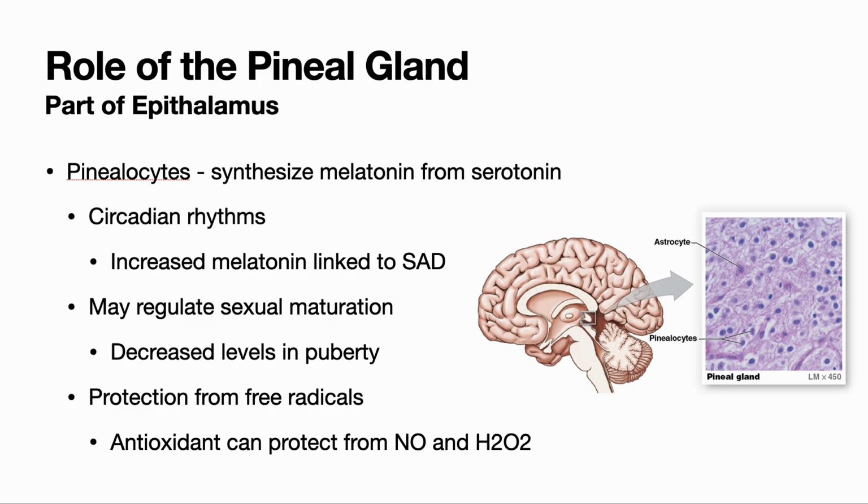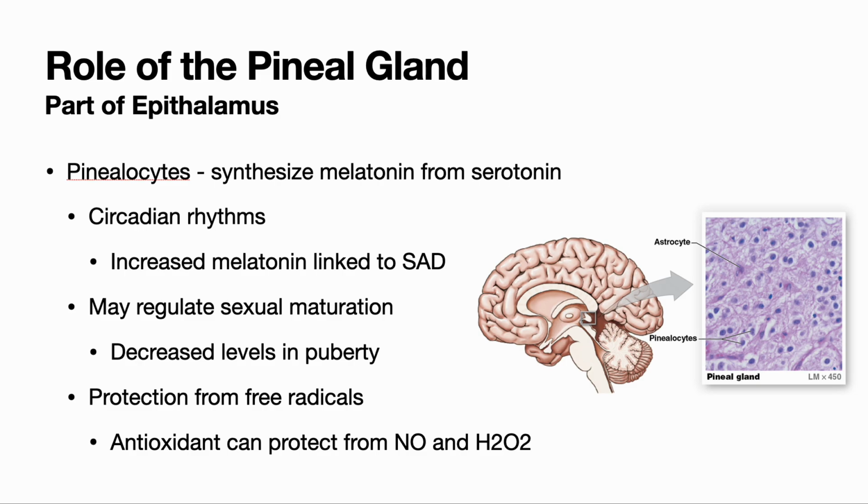Melatonin apparently plays a role in sexual maturation. We don't really fully understand this, but there are some really interesting things. So we know that we have decreased levels of melatonin with puberty and higher levels of melatonin in children. Also, children who have a tumor in the pineal gland that prevents the production of melatonin often exhibit early onset of puberty. So there's something there with melatonin and sexual maturation, but we just don't know all the details.